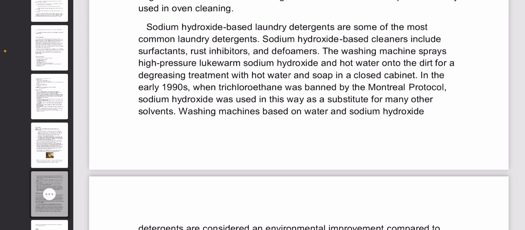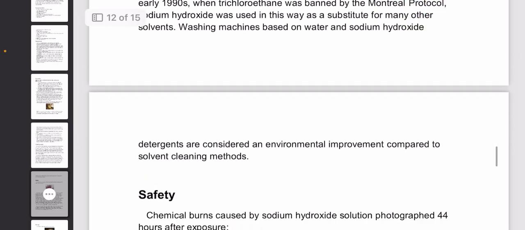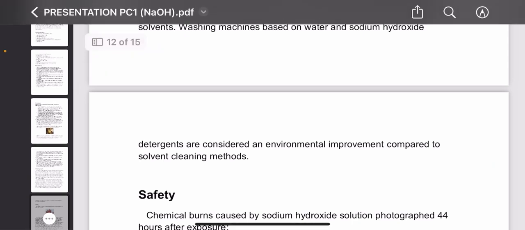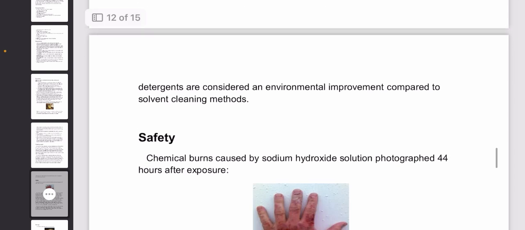In the early 1990s, trichloroethane was banned by the Montreal Protocol. Sodium hydroxide was used in its place as a substitute for many other solvents. Washing machines based on water and sodium hydroxide detergents are considered an environmental improvement compared to solvent cleaning methods.